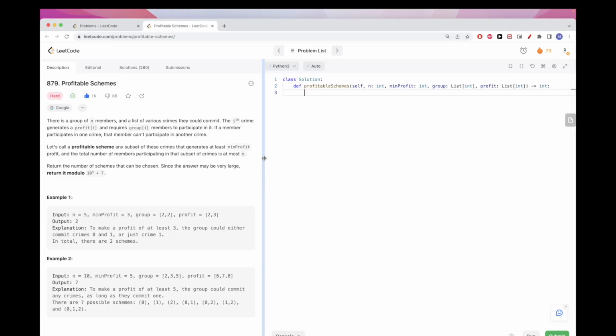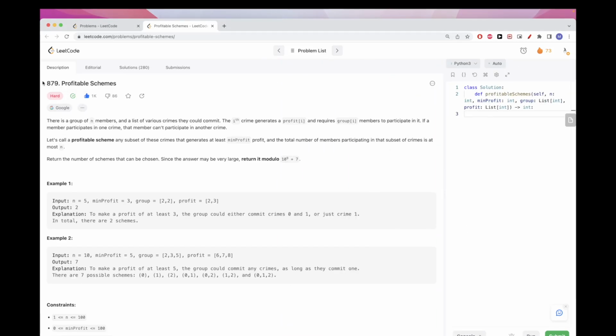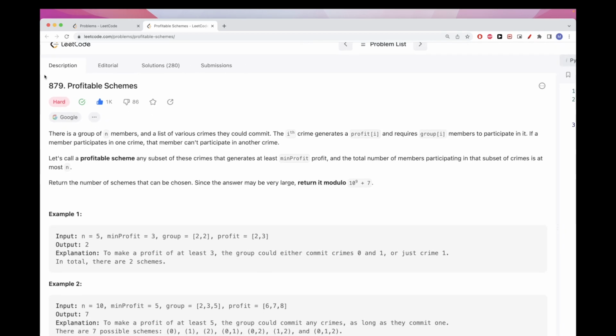Hello, so today we are going to do this problem, which is part of the Leetcode Daily Challenge, Profitable Schemes. So basically, in this problem, we have a group of n members, and we have a list of crimes they could commit, and then the ith crime generates profit i. So let's say crime 0 generates profit at position 0, so it generates a profit of 2, and it needs a group of i to be able to participate to commit that crime.